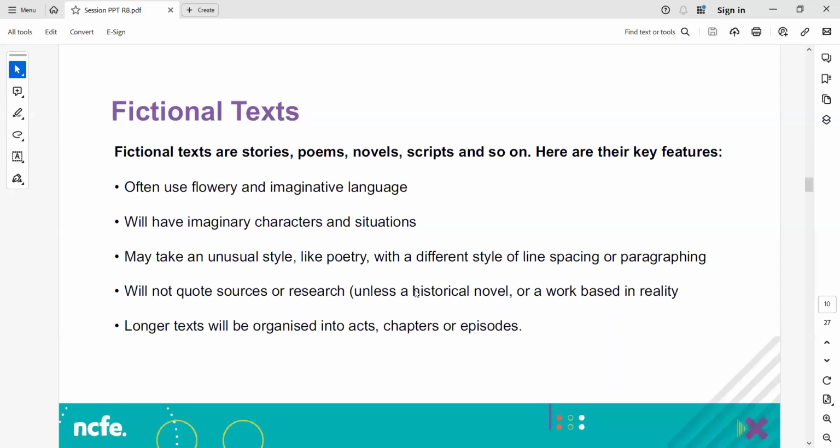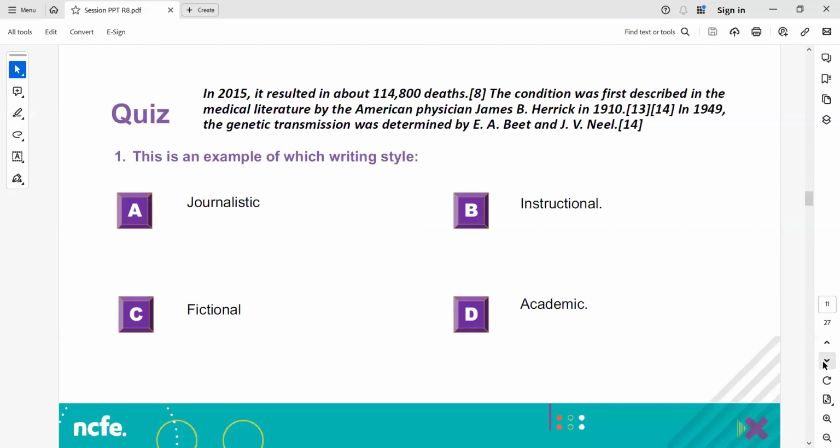Okay, let's look at the next slide. Okay, so before we do the quiz, any questions about what we've looked at? Yes, well done, Samir. Imaginative language was used in that text that we just looked at. Yeah, well done.